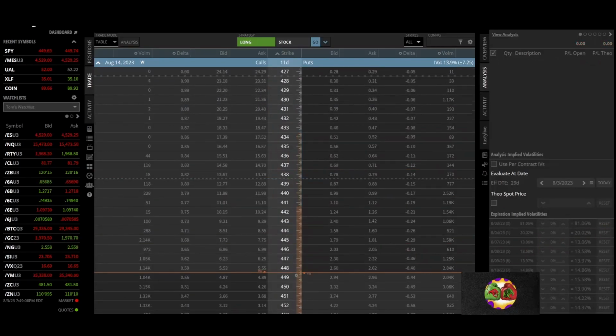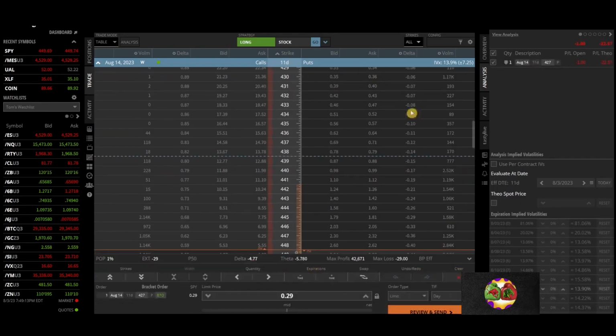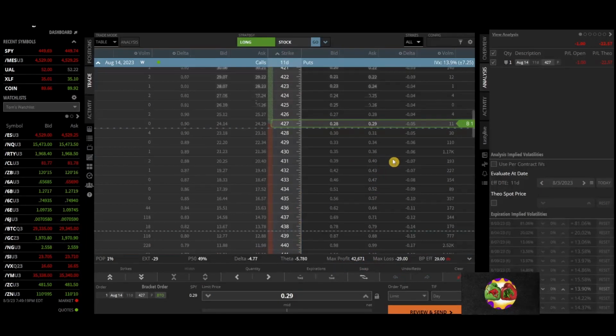You could simply buy a cheaper option. I could go out here and buy the 427 puts and only pay $29. And that means I can make up to $42,000. But I can tell you right now that you have a 5% chance of this option ever getting anywhere close to the money, let alone in it.